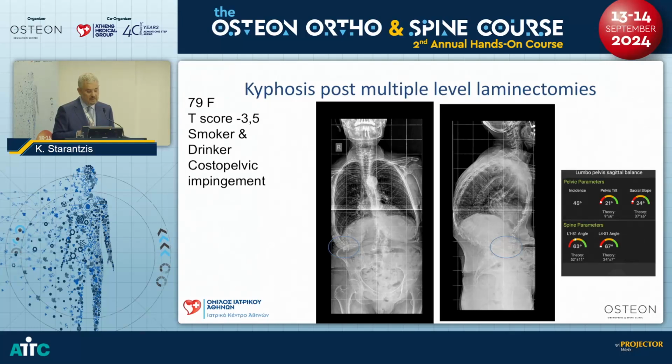So this lady, she's 79. She has a T-score of -3.5. She's a smoker, heavy drinker, and she's in a lot of pain. She can't stand up. She's got this costopelvic impingement. The pain is in the back. No leg pain, no leg symptoms. And this is post a multiple level laminectomy at the thoracolumbar junction because of a tumor 3 years ago. What would you do?